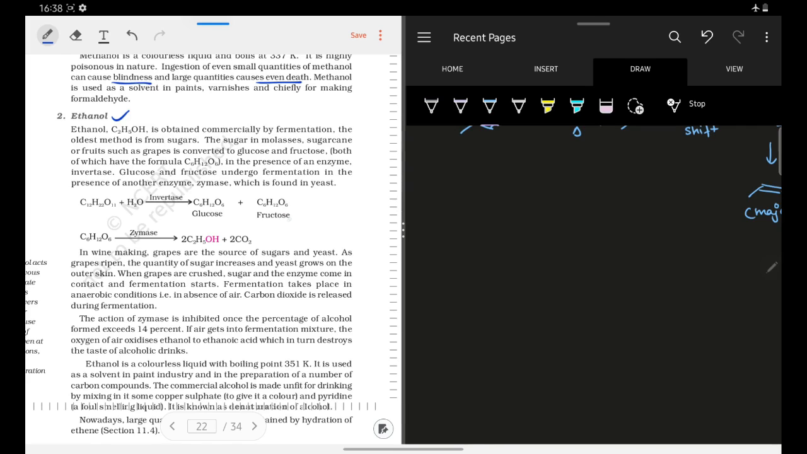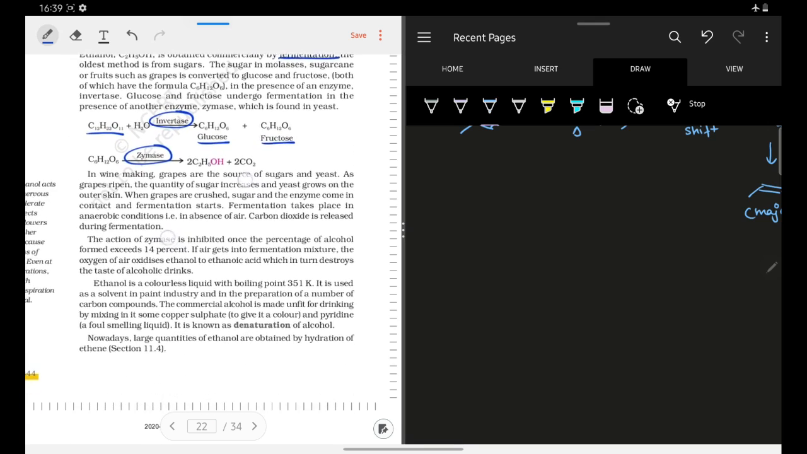Okay, so how about ethanol? Ethanol is commercially obtained by fermentation, right? And here we have to remember these 2 points, invertase and zymase. What are the functions of these enzymes? We know that these are enzymes. What are enzymes? Enzymes are biocatalysts, right? Those proteins which act as catalysts in biochemical systems are known as enzymes. So what is the role of invertase? It converts sucrose into glucose and fructose. Why is it known as invertase? It is known as invertase because the optical rotation actually gets inverted after this reaction. I will teach you this in biomolecules, what invertase is and what inversion is.